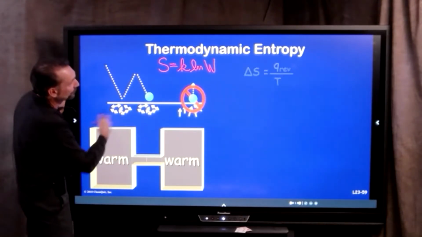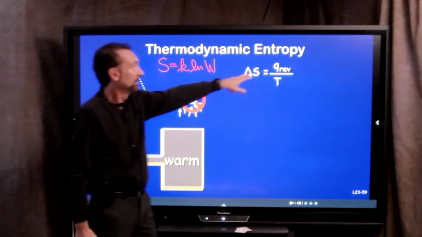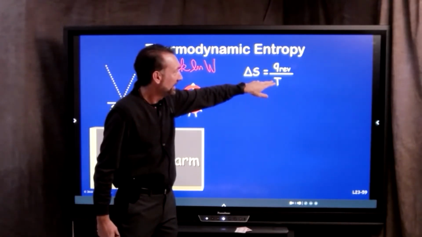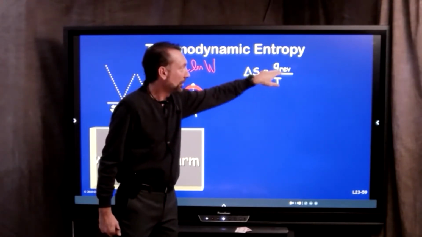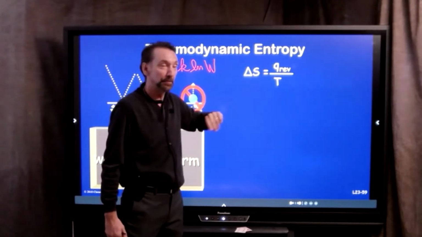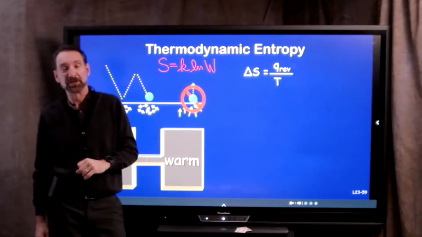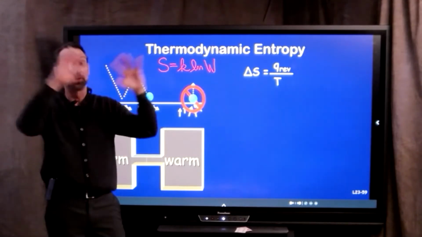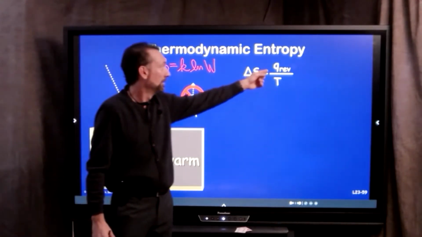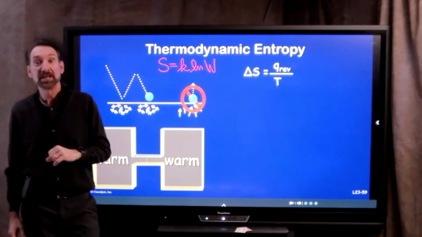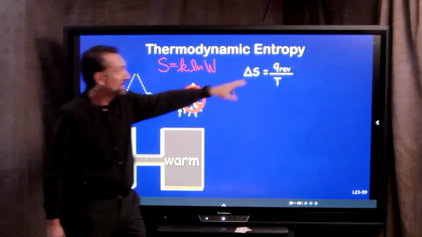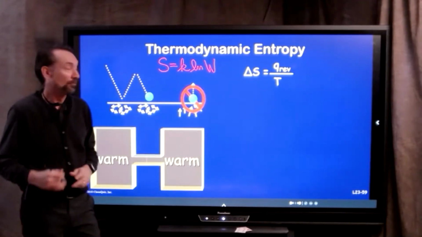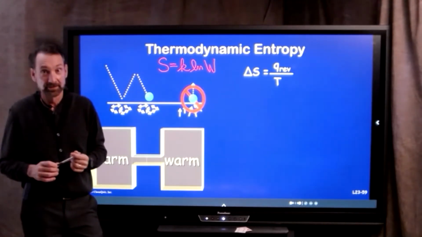So let me just go through quickly and tell you this expression, and then we'll pick up here next time. We can take the heat that flows along a reversible path divided by the temperature, and that is the entropy change. That represents that statistical spreading out of the system in thermodynamic terms. And we need that link to thermodynamics because statistical entropy, counting every microstate, is hard.